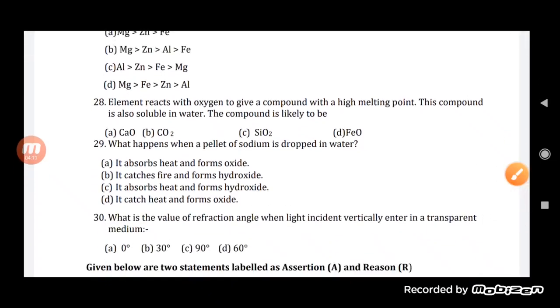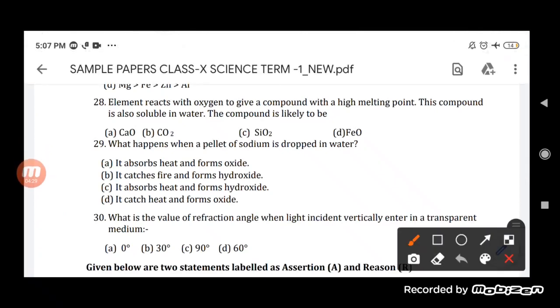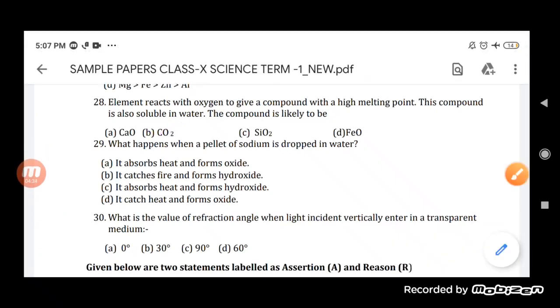Now, an element reacts with oxygen to give a compound with a high melting point. This compound is also soluble in water. The compound is likely to be what? So the element which reacts with oxygen to give a compound with a high melting point which is soluble in water is likely to be carbon dioxide here. When carbon reacts with oxygen, it will form the high melting point compound here, students.